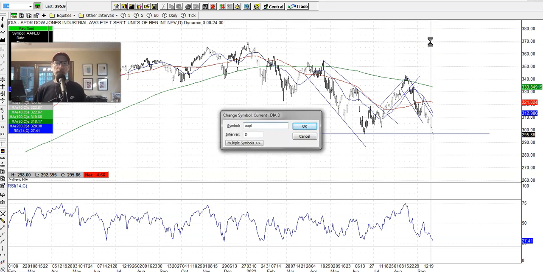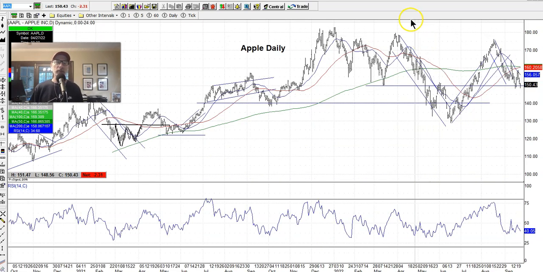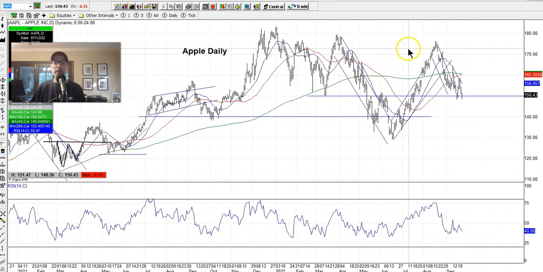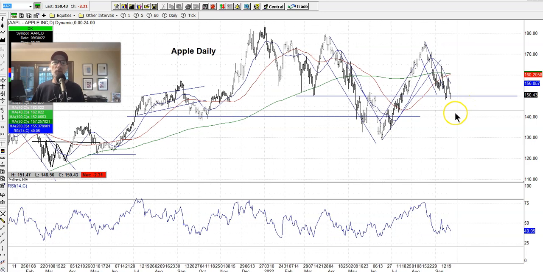We always tend to look at the more popular stocks, because that's what a lot of people like to hear about, what they like to see. Now, this is Apple. This is a daily chart again. Now, this had the V shape, and you can see now it's sort of getting the inverted V over here, kind of following the rest of the market itself.